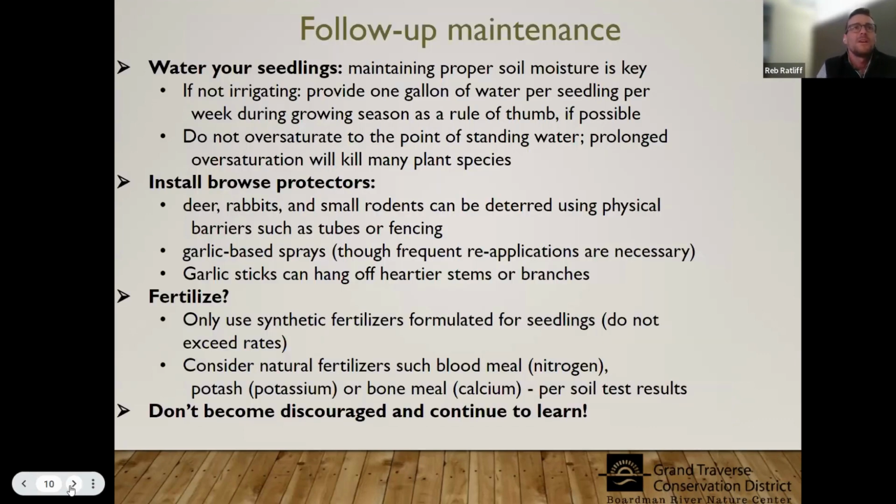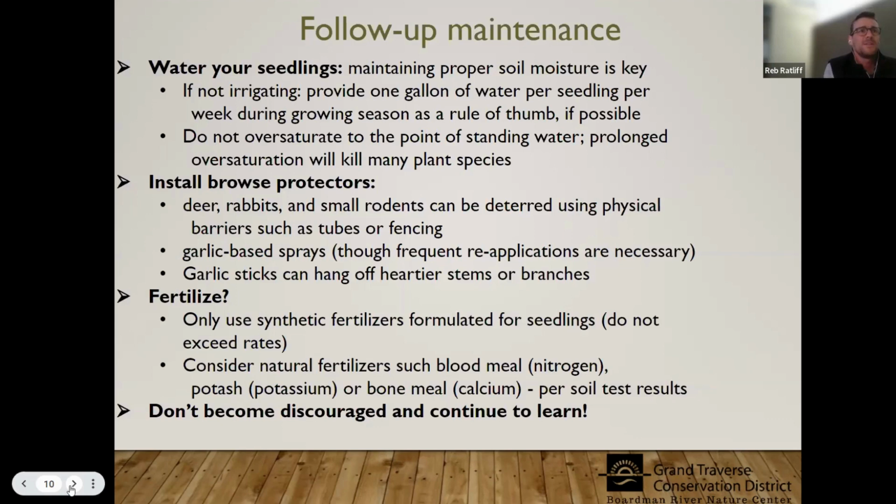Some follow-up maintenance: watering your seedlings. If it's not lack of water or deer, it's usually those two things in my experience, if it's a properly selected species. One rule of thumb is 1 gallon of water per seedling per week during the growing season. You do want to be careful not to oversaturate, of course. It's the same principles as house plants. You just have to make sure you have the right sunlight, and you're not overwatering or underwatering your species. But you'll know if you're overwatering.